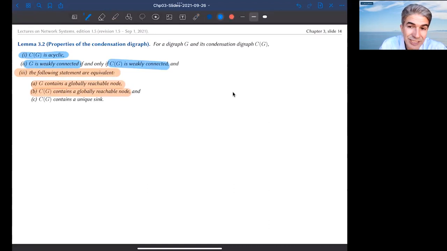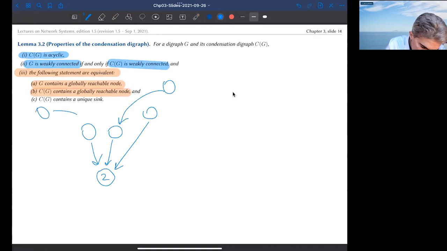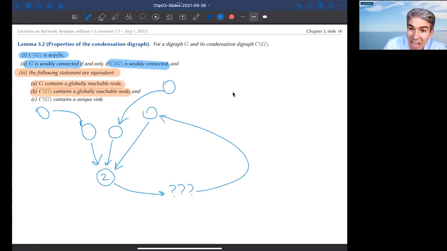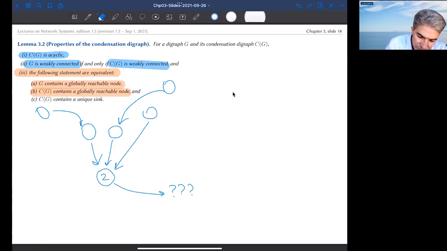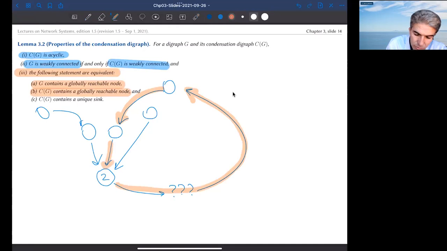But if you have a globally reachable node in a graph that is acyclic and directed, right? So imagine this node number two is globally reachable. Is it possible that node two has an outgoing edge? Well, an outgoing edge must close on some other node, right? It must be a directed edge of the graph. But if this edge exists, then you can immediately find a counterexample, because you can find a directed cycle in the condensation, which we just said in property one was impossible. So such an edge here cannot exist.